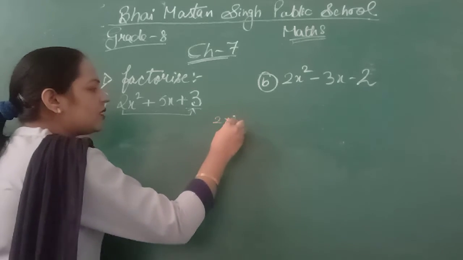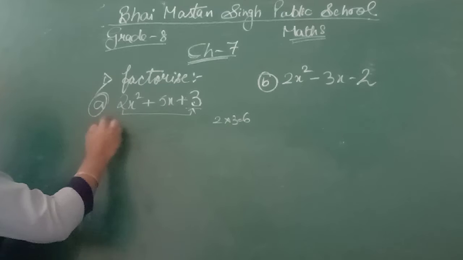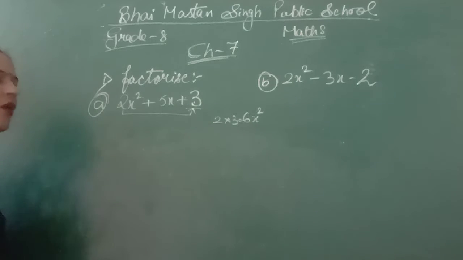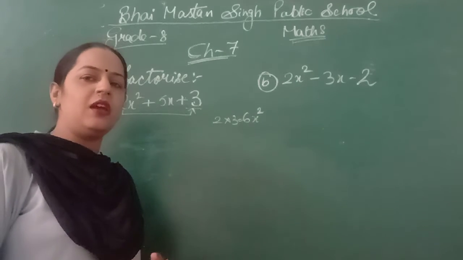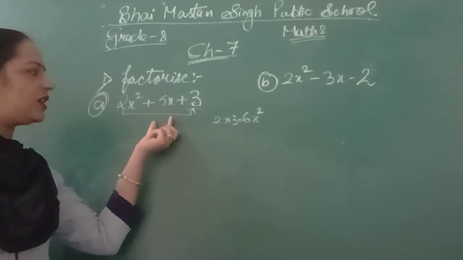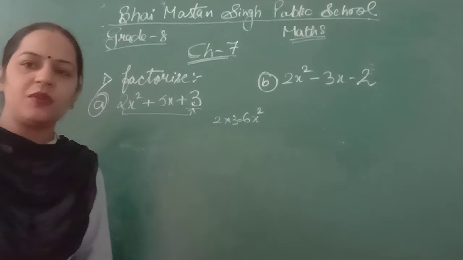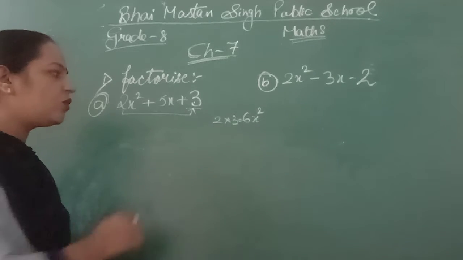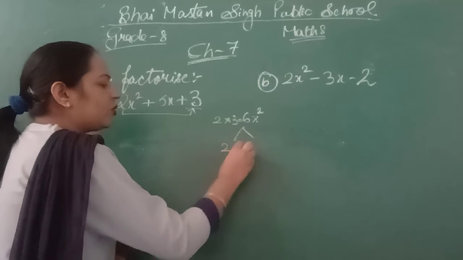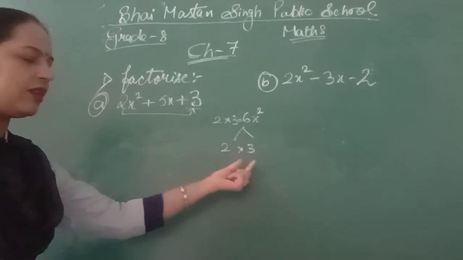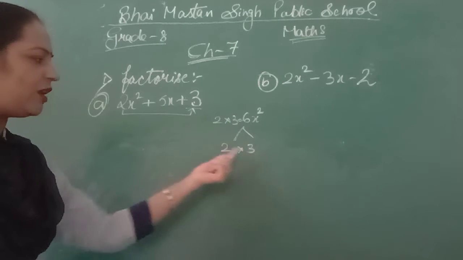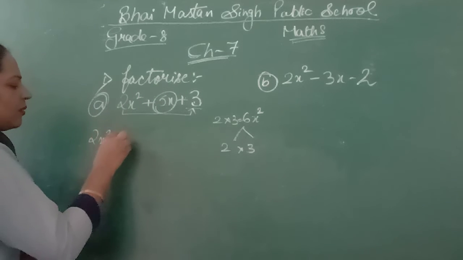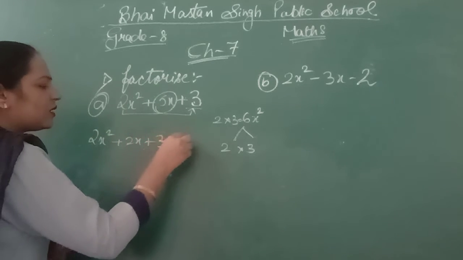So 2 into 3 is equal to 6. With it I will write x square. Now I have to find the two factors of 6 by which, when we add or subtract, I must get 5. I need numbers which I can add or subtract to get 5, but their product should be 6. So I will make factors like 2 into 3. When I add 2 and 3 my answer will be 5, and when I multiply, my answer is 6. So in place of 5x I am going to write plus 2x plus 3x plus 3.